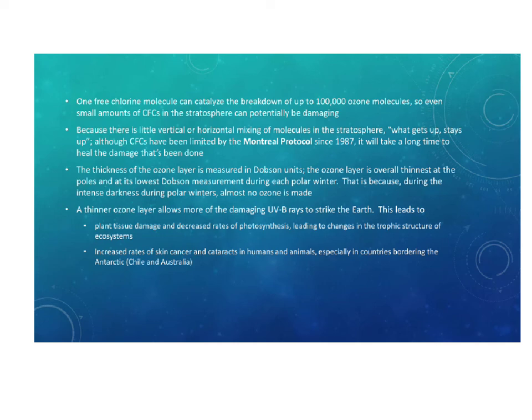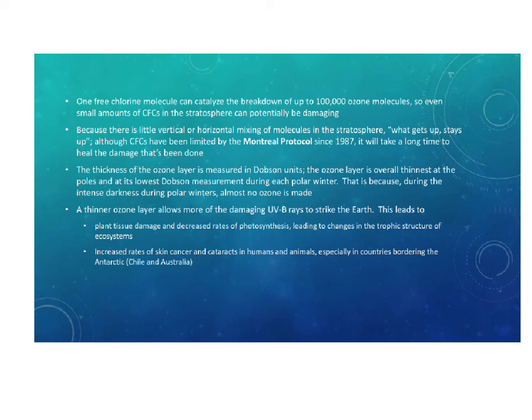So the thickness of the ozone layer is measured in what we call Dobson units. The ozone layer is overall thinnest at the poles, both the North and the South Pole, and at its lowest Dobson measurements during polar winters. So why is that? Well, it's dark during polar winters. And this intense darkness, since there's no sunlight there, there's no ozone being made. Remember that it's the incoming solar radiation, the UV radiation, that drives the creation of ozone. So if there's no incoming solar radiation, then we also do not get the creation of ozone.